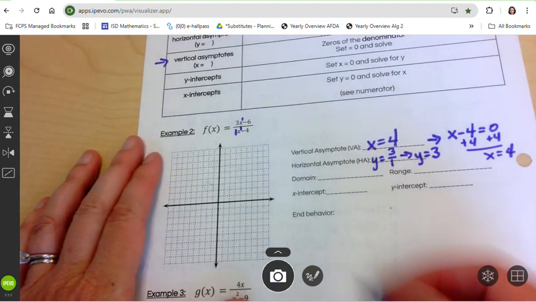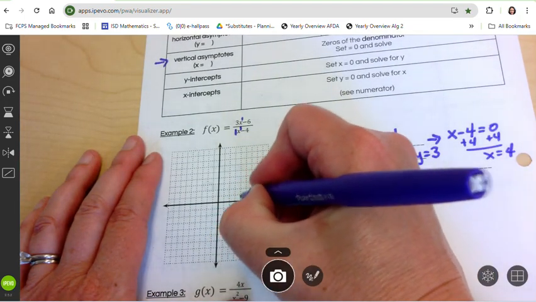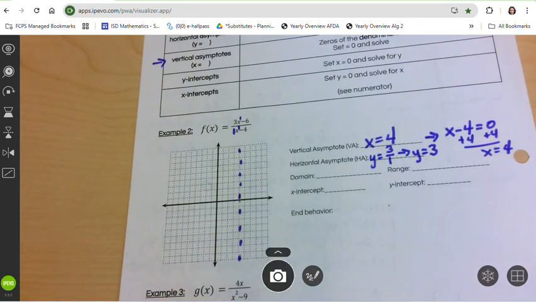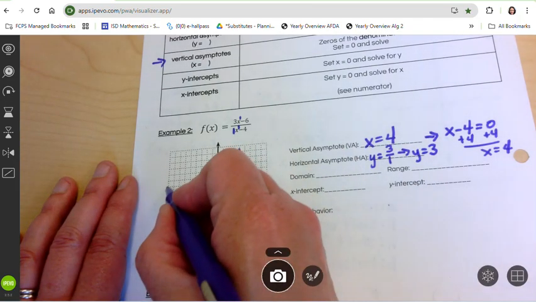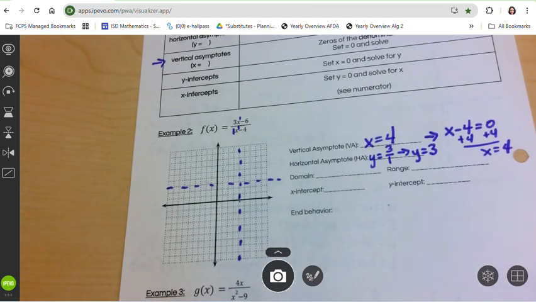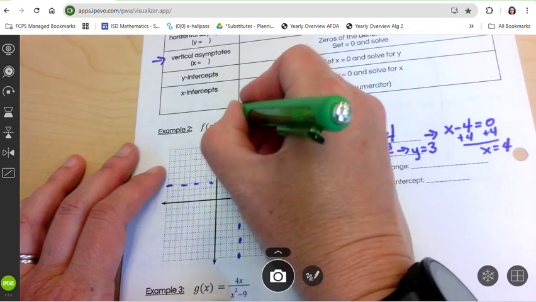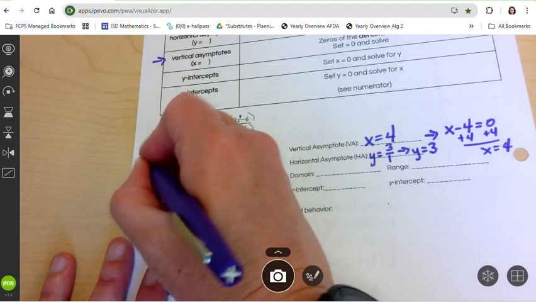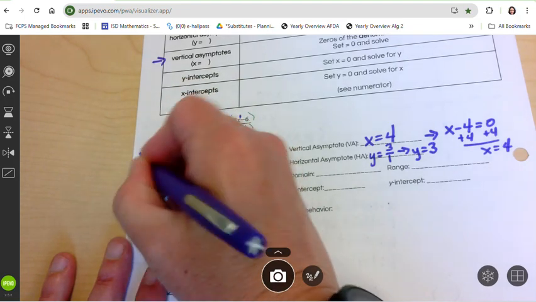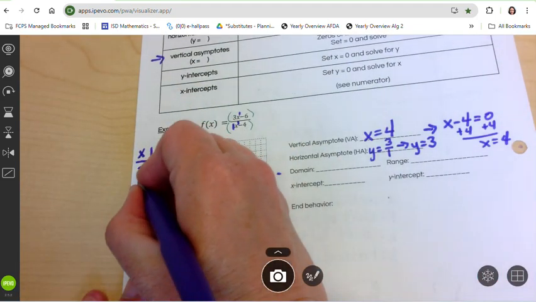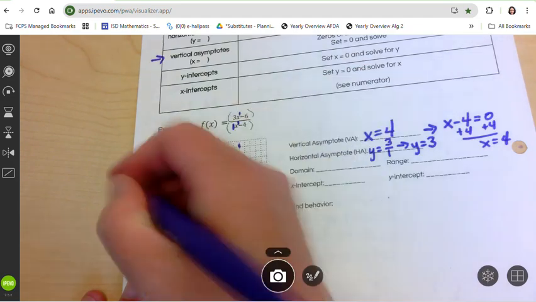So your vertical asymptote is at x equals 4, so 1, 2, 3, 4. Your horizontal asymptote is at y equals 3. Like that. And then we're going to use a calculator to help us get some points. You do need parentheses to keep your numerator and your denominator together. And I'm going to choose x values on both sides of my vertical asymptote. So before 4, I could choose 2 and 3. And then after 4, I could choose 5 and 6.